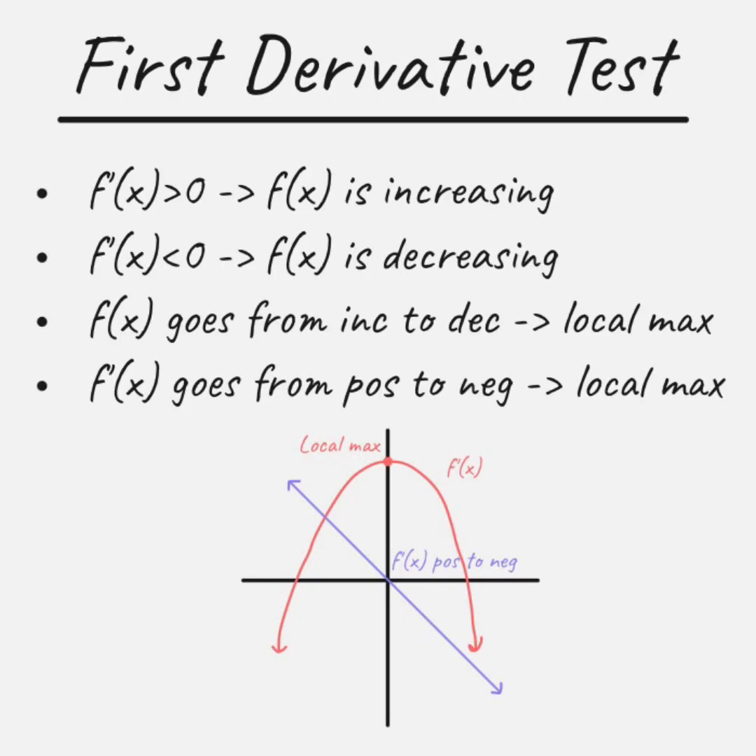When the first derivative is positive, we know that f of x is increasing. When the first derivative is negative, we know that f of x is decreasing. When f of x goes from increasing to decreasing, we know we have a local max, so therefore, when the derivative goes from positive to negative, we have a local max. The opposite goes for local min.